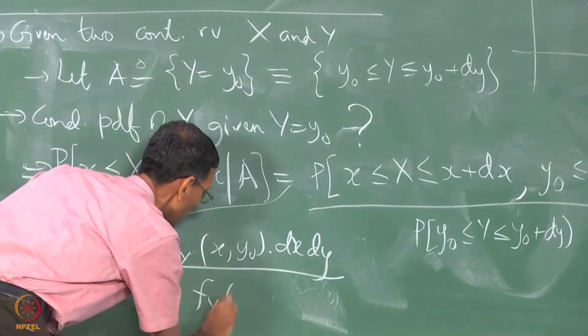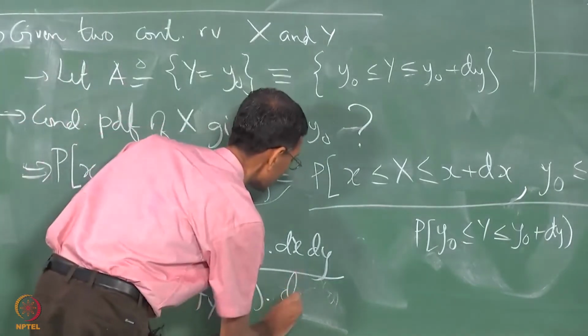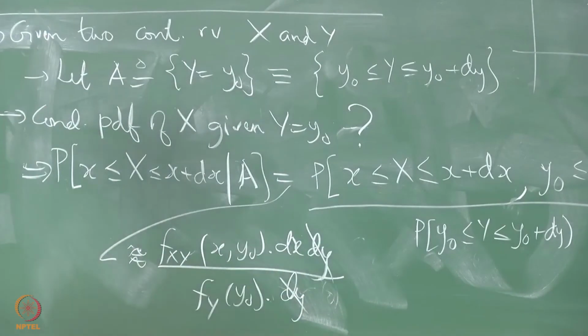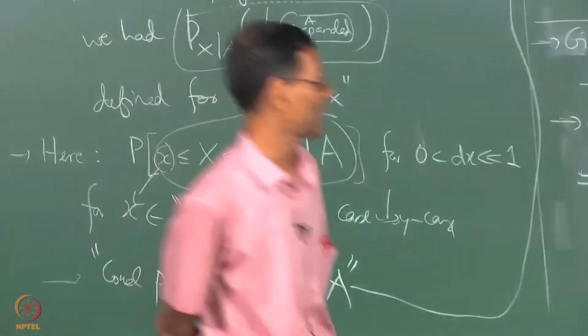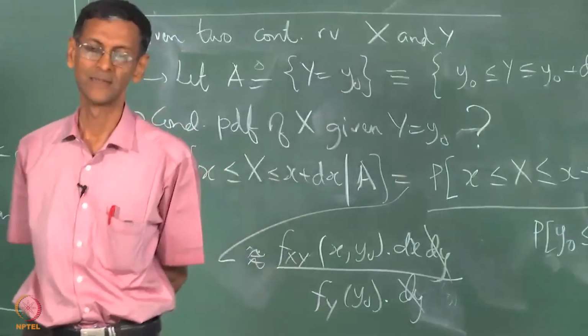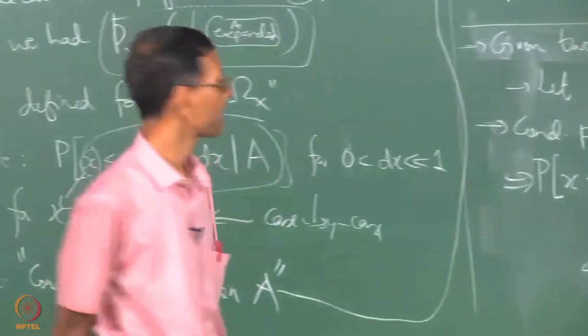Fy of y naught multiplied by dy, right. And happily the dy is exactly the same dy, that is very important. So when you deal with differentials, you can cancel the differentials only if they are the same thing, right. I cannot cancel this dx, I cannot cancel that dy. So I can only cancel the dy if it comes in both numerator and denominator.